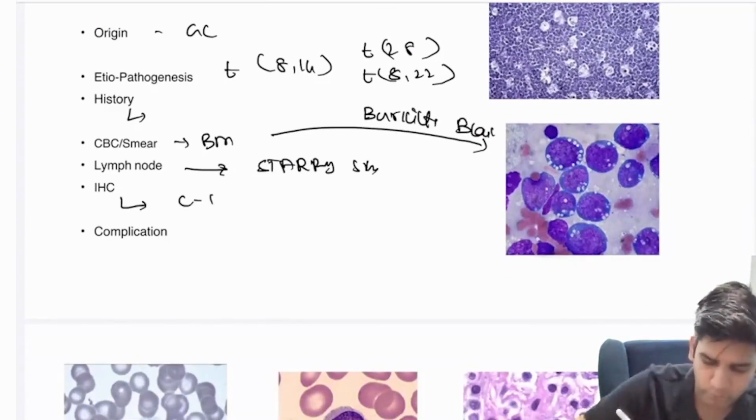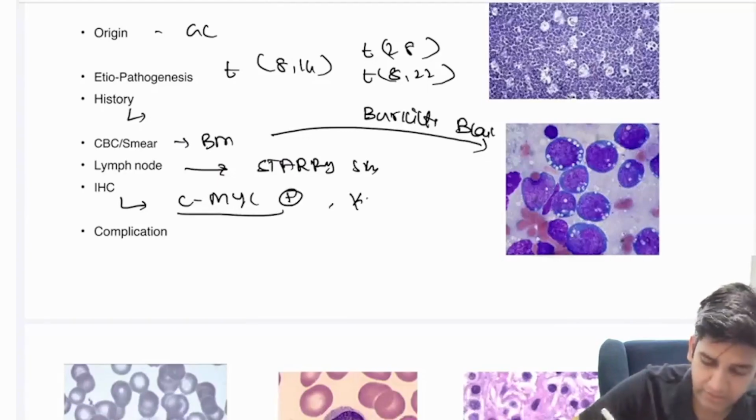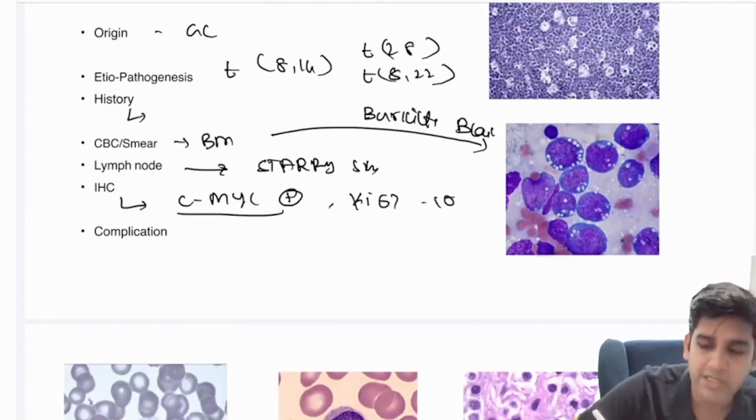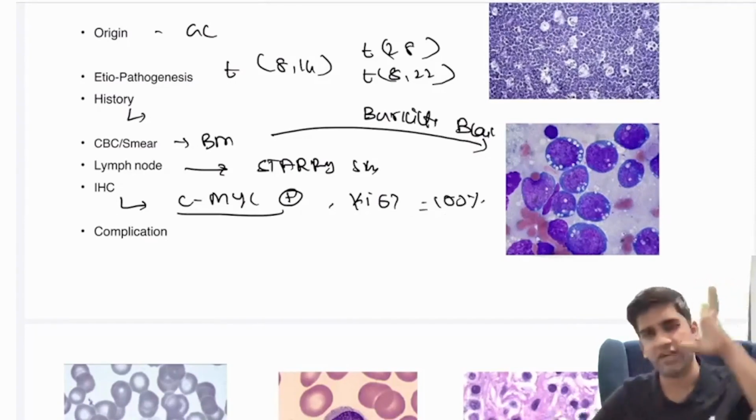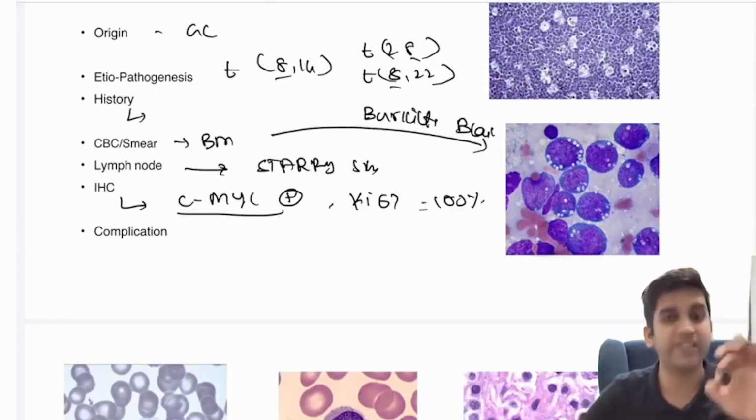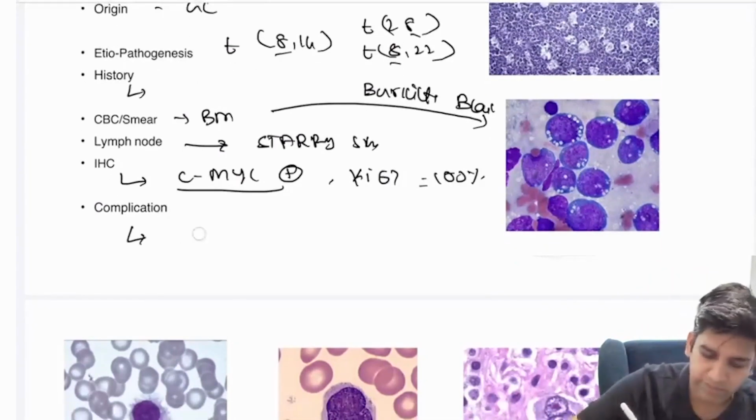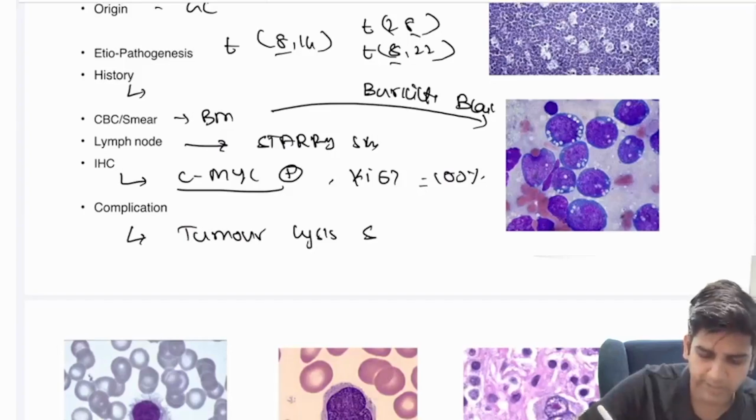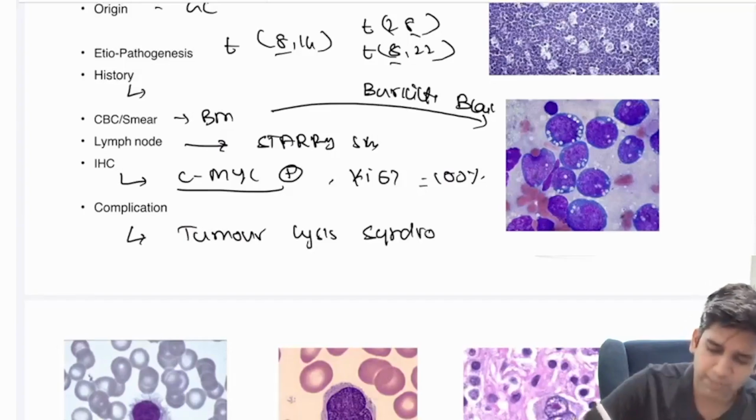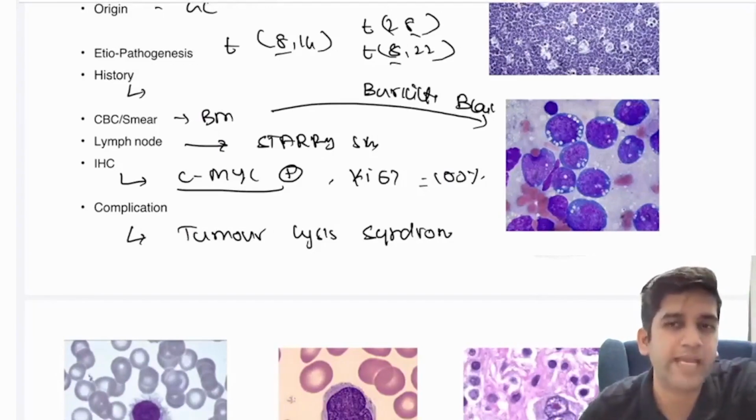IHC, only one thing which you want to look for is CMYC positivity. And Ki67 is the only place where you can have 100% Ki67. Every cell in Burkitt's is dividing. CMYC is there in your 8th chromosome. That's why it's very, very important for me. Complication, patients of Burkitt's can have one of the important thing, be due to treatment or not treatment. Tumor lysis syndrome is a problem with Burkitt's lymphoma because of extremely high proliferation, you might have all the tumor cells undergoing lysis, which can end up in a problem.